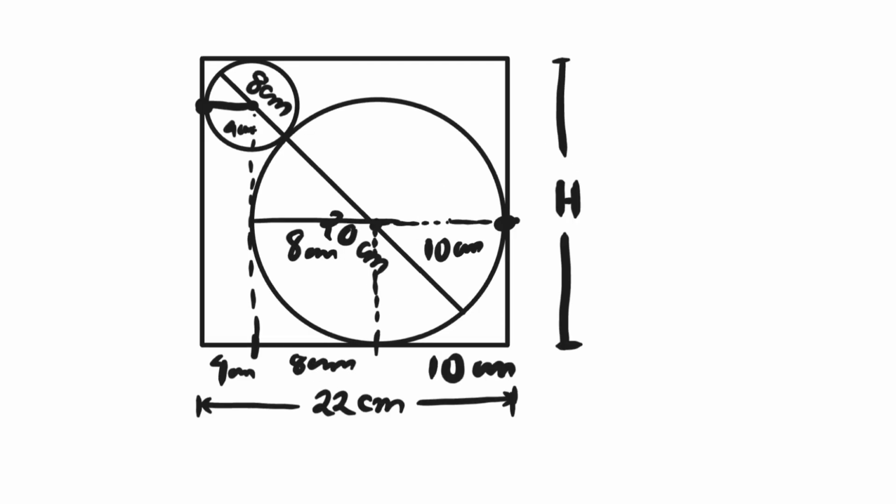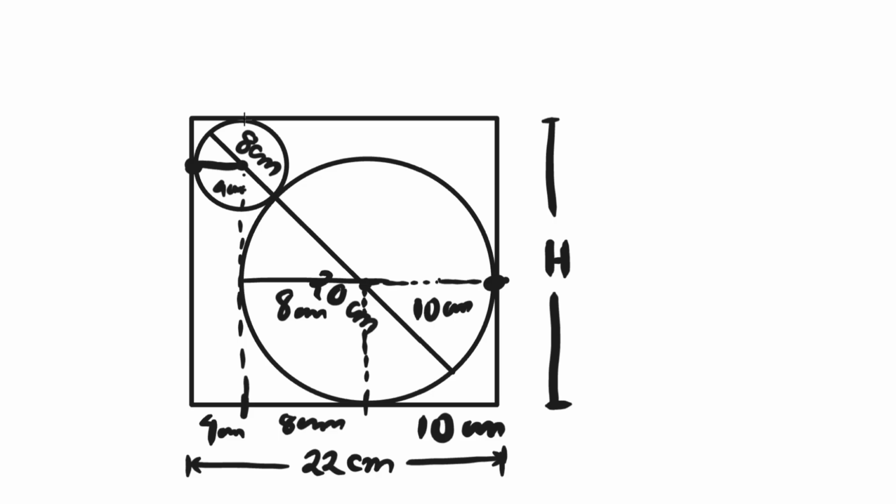Now let's think about the vertical direction. The center of the smaller circle is 4 centimeters below the top edge, because that is its radius. The center of the larger circle is 10 centimeters above the bottom edge, because that is also its radius. The vertical distance between the two centers is still unknown, so let's call that distance k centimeters.